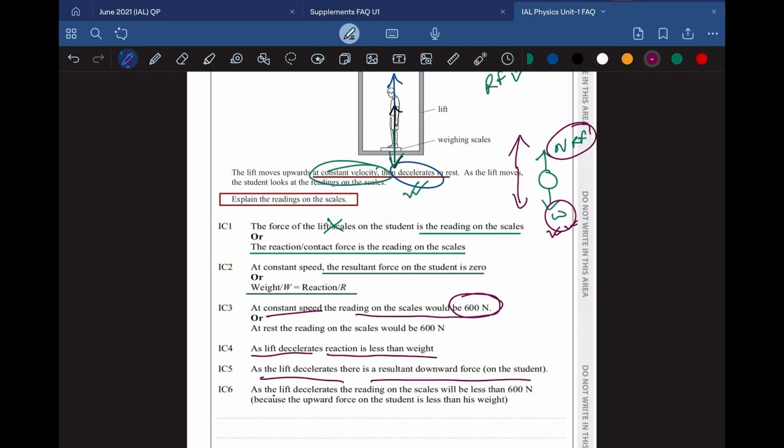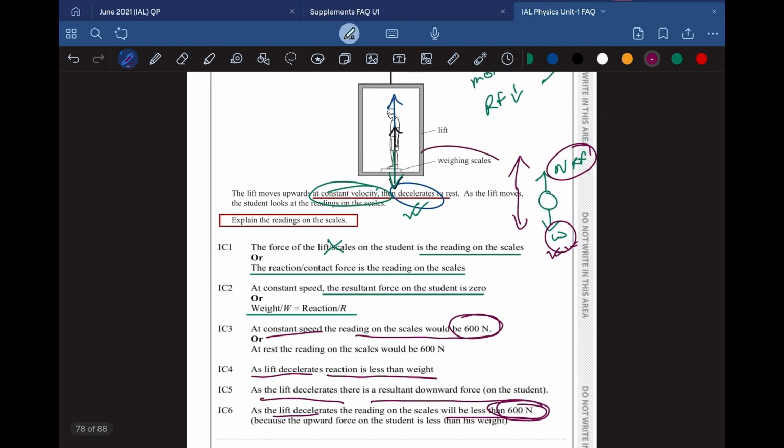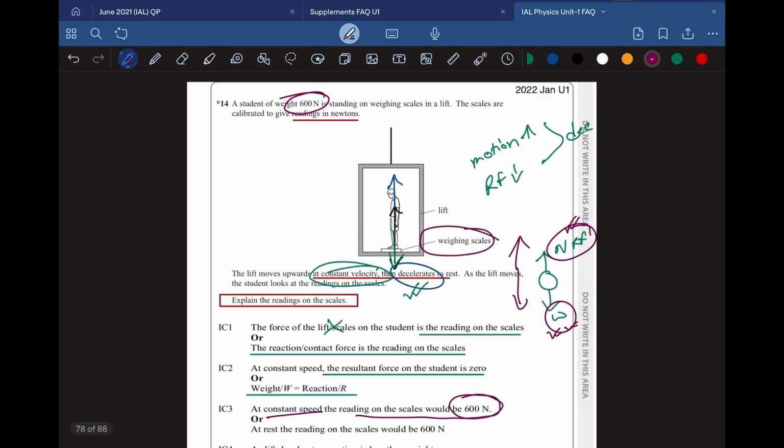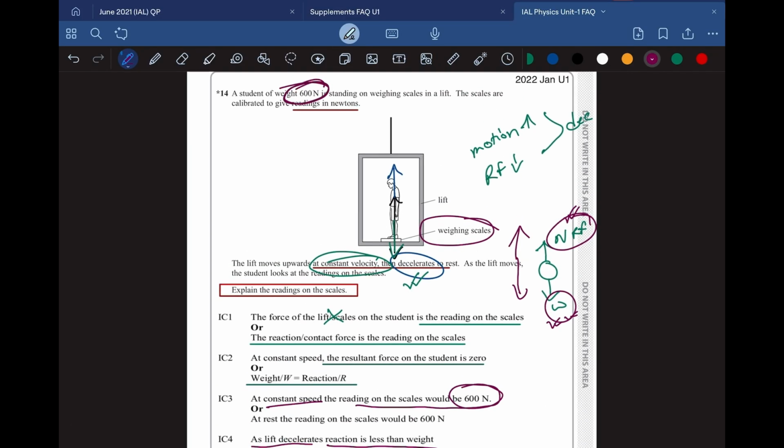That means as the lift decelerates, the reading on the scale will be less than 600 Newton, because this 600 Newton, which has been displayed by the weighing scale, is because of the normal reaction force. As the lift is now decelerating, the normal reaction force is small. It is not equal to the weight anymore. That's why it will be a lesser value than the 600 Newton of weight.